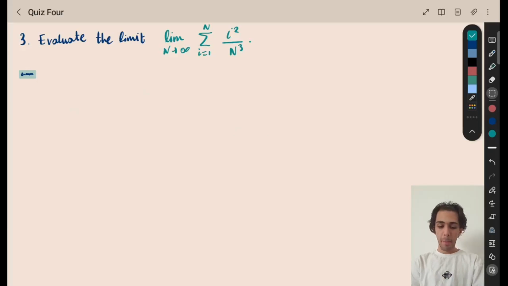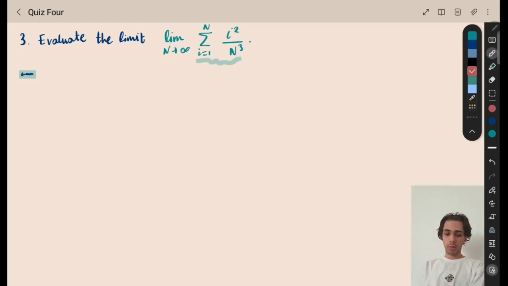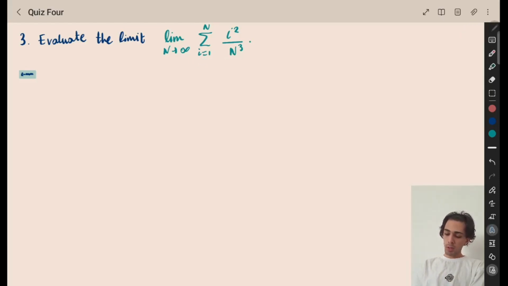Evaluate the limit. In this case, the only way you can evaluate this limit is if you can put this expression in a form for which you can take the limit to infinity. And so this would require that we somehow get rid of this i squared. Ideally, it would be replaced by something in terms of n.